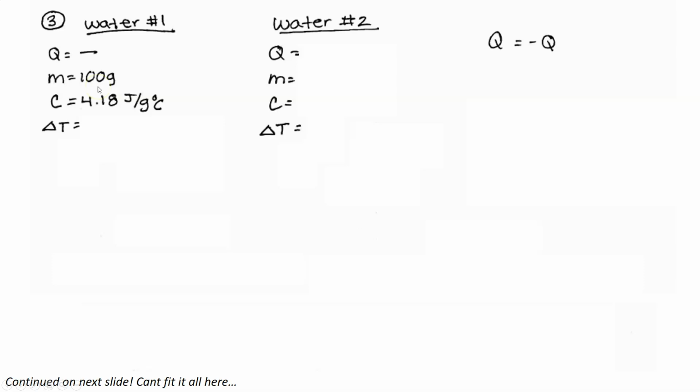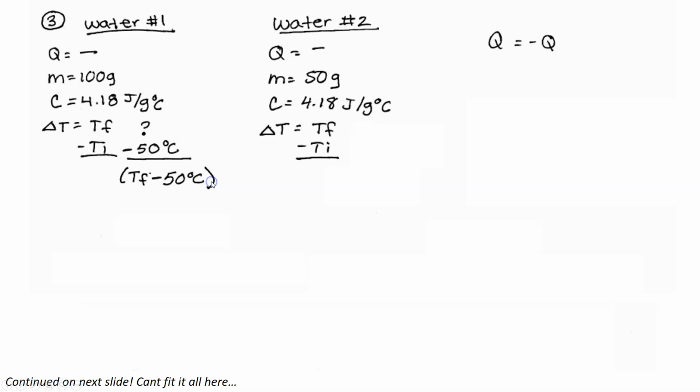Well, we have 100 grams of water in 1 cup with a specific heat of 4.18. Over here, we have 50 grams of water with a specific heat of 4.18. Now let's do our delta T's. Final minus initial. Final minus initial. And you should notice this time I don't know what T final is, right? And so I'm going to leave it TF minus 50 or TF minus 20. I'm going to leave it like that, and I'm going to plug that into my equation.